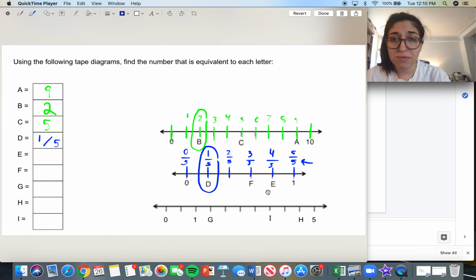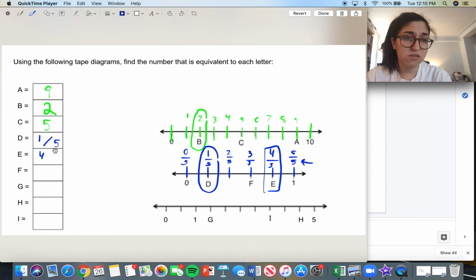Let's look at what E would be. Well, E is this one over here. That's 4/5. So I'm going to say E is 4/5. And what is F? I look at F, I see it's equivalent to 3/5.